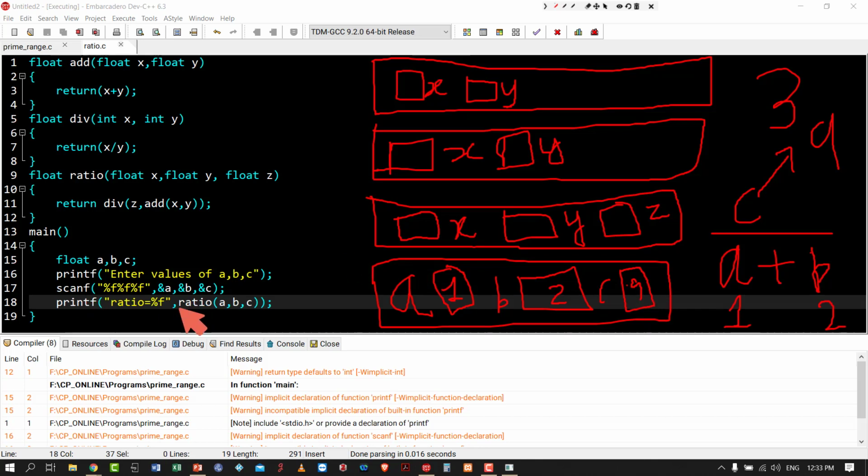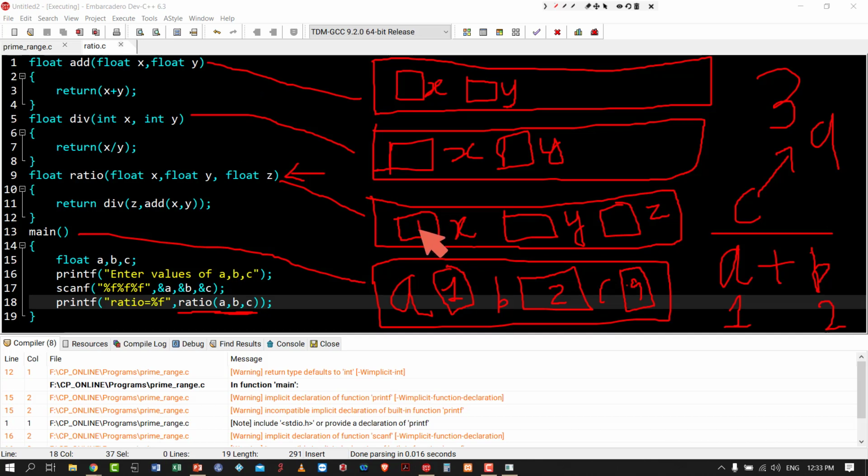So I am making a call to the function ratio of a comma b comma c. So the control will come here. Here I have x, y and z. So a, b, c means 1, 2, 9. So this 1 will be copied to this x. One more thing, this is for main, this is for ratio, this is for division, this is for addition. So here the values will be 1, 2 and 9.